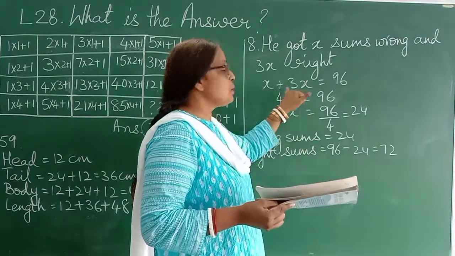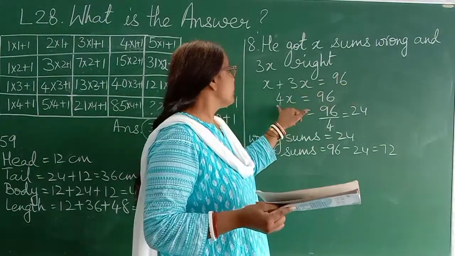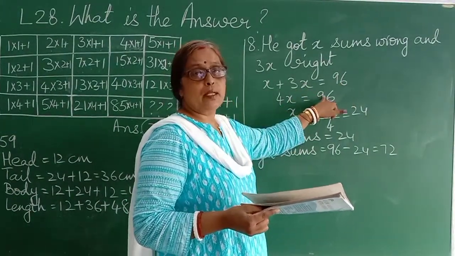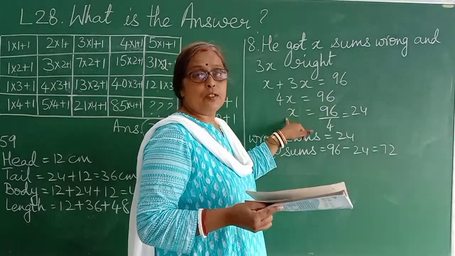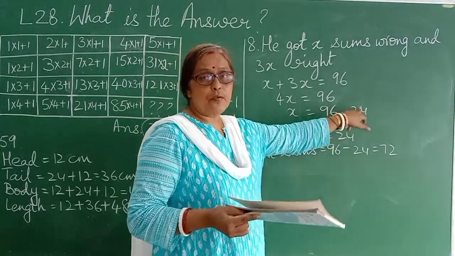That means x plus 3x is equal to 96. So 4x is equal to 96. If we solve this for x, we get 24.